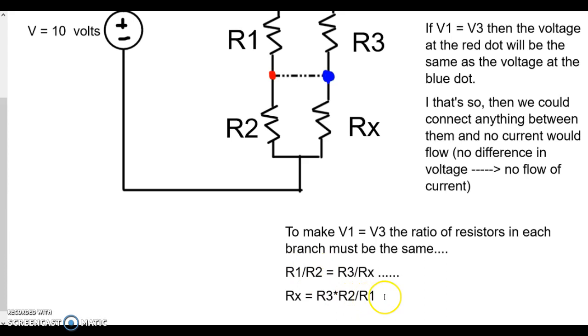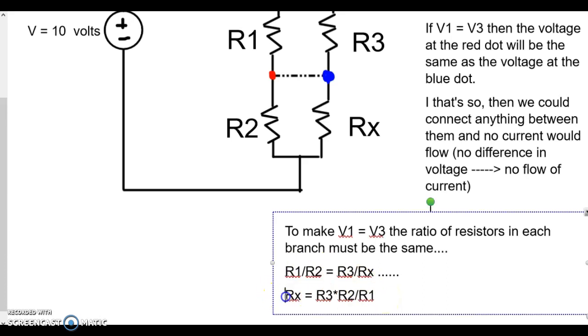I don't know if I've labeled it the same way as your problem, but if you made this happen here, then the voltage at the red dot to ground and the voltage at the blue dot to ground would be the same, and no element that you put in here would have current flowing through it.